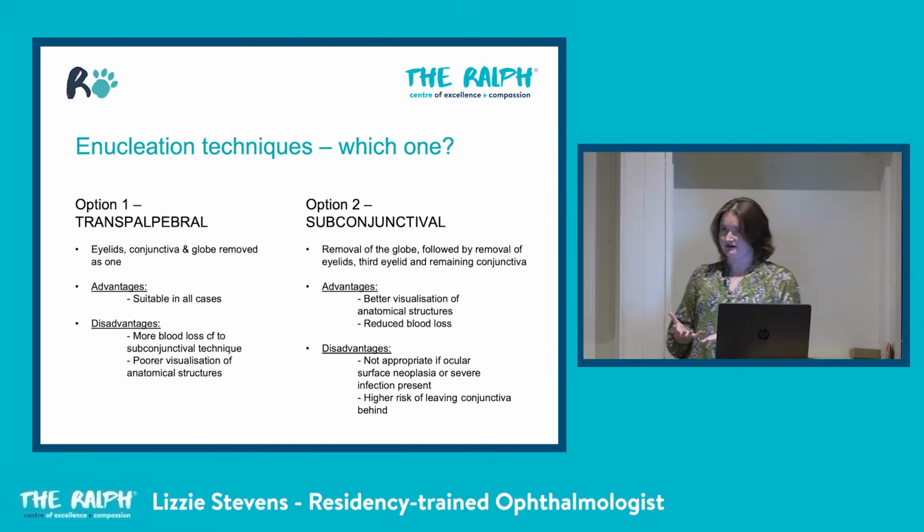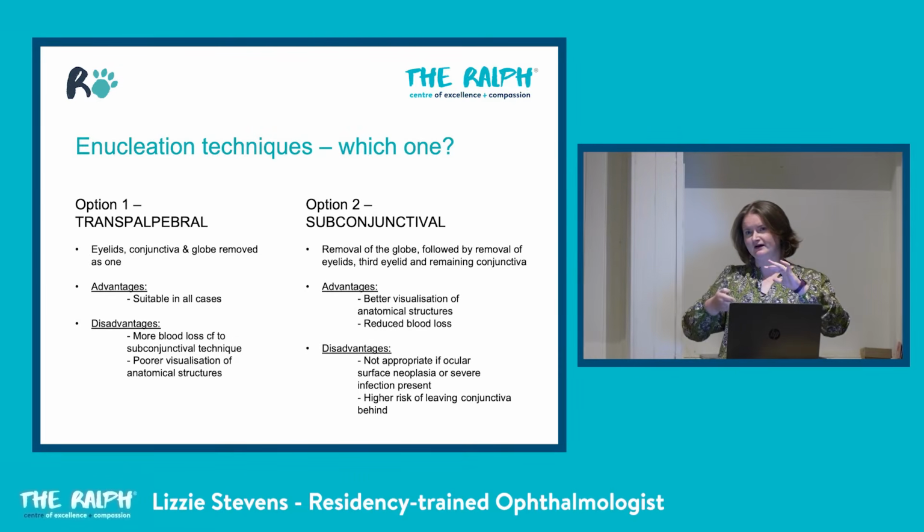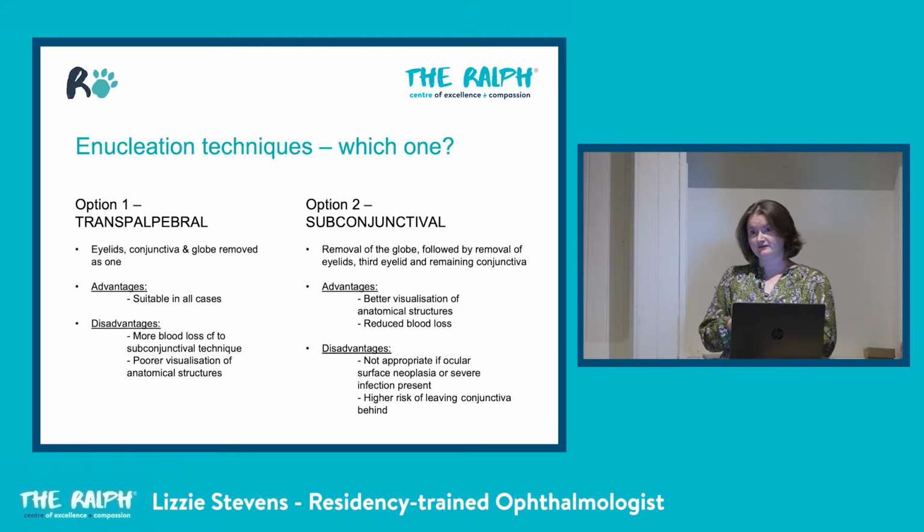Versus the subconjunctival technique, this is you want those eyelids nice and open, and you're going to go in through the conjunctiva, remove the globe first, and then when you've done that, you're removing the third eyelid, you're removing the eyelid margin, and you're looking for any conjunctiva that you could have left behind.